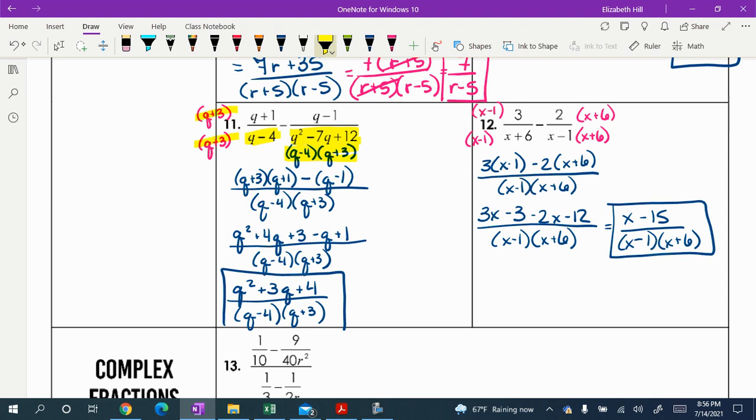Over with number 12 there, your denominators are two completely different factors from each other. So you're going to multiply the fraction over on the left by the x minus 1 and the one on the right by the x plus 6.